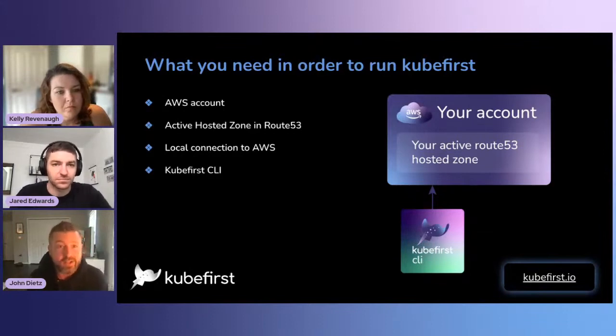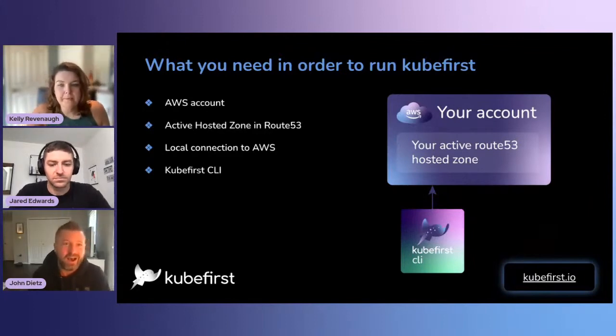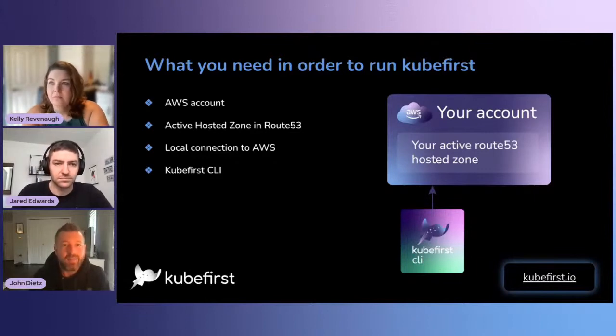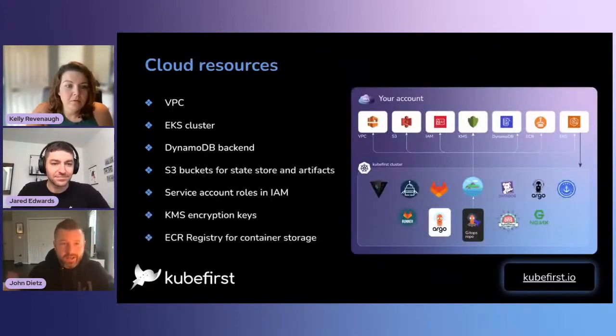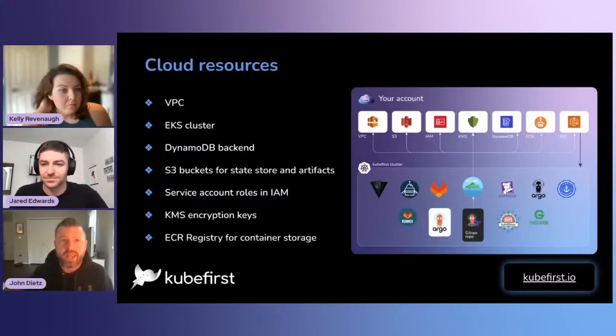The third thing that you'll need is a local connection to AWS. This is using just native AWS connectivity. So if you have the AWS CLI on your local host and you can run an AWS command, get S3 buckets or whatever, then that's all that you need in order to have the connectivity that you need for provisioning. And you also need the Kubefirst CLI, which Jared's going to walk us through in a couple moments here.